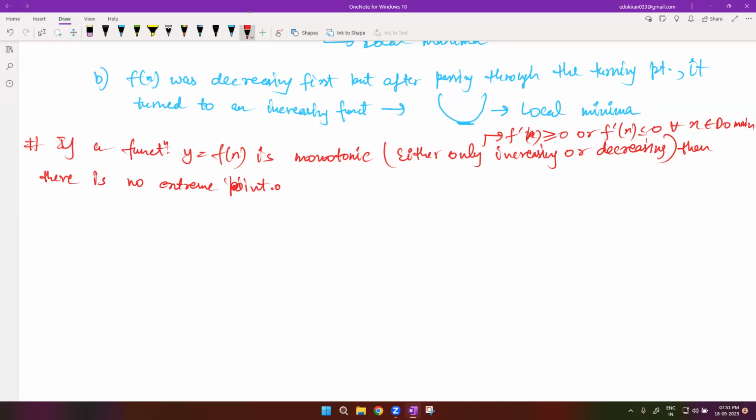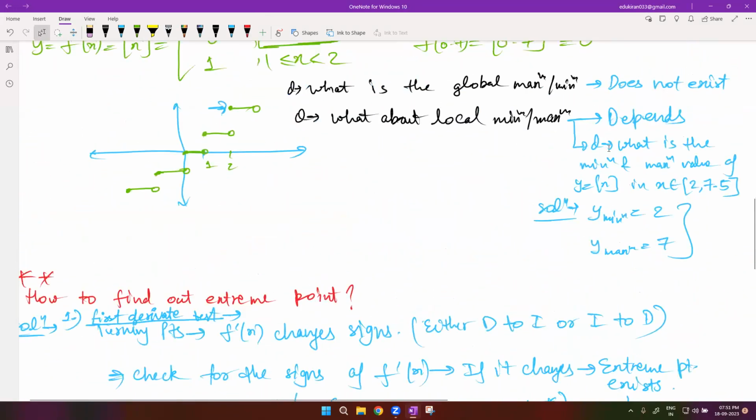And also, one more point. So we are saying that for a monotonic function, there is no extreme value, right? But let's say we are considering a function y is equal to f(x), and this is a continuous function on some domain, and we want to ask about its minimum and maximum value on a closed interval. The example that I took, for example, from x equal to 2 to 7.5, this was a closed interval.